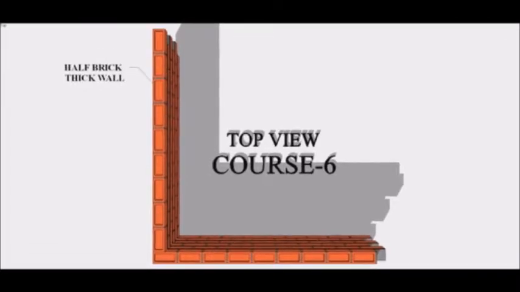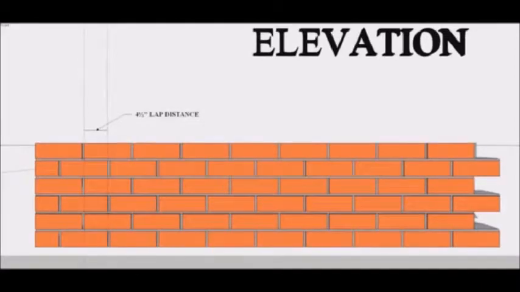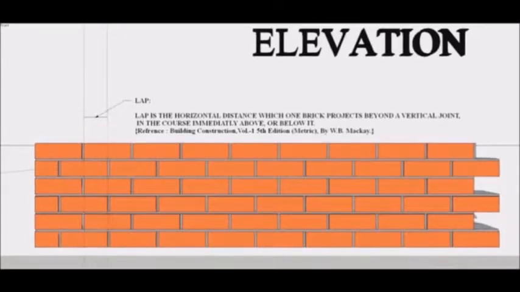For that, let's go to elevation of the wall. As we took the standard size of the brick of 9 inch by 4.5 inch by 3 inch, our lap distance will be 4.5 inch. That is the half length of the brick. Lap distance is used to break the vertical joints between 2 courses.